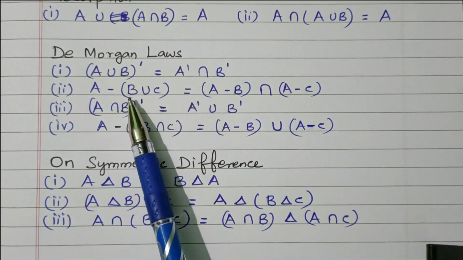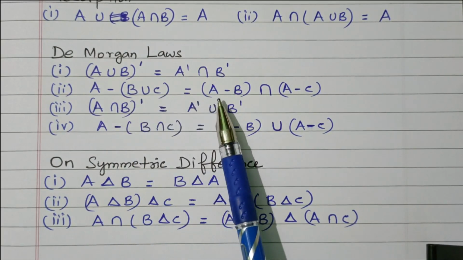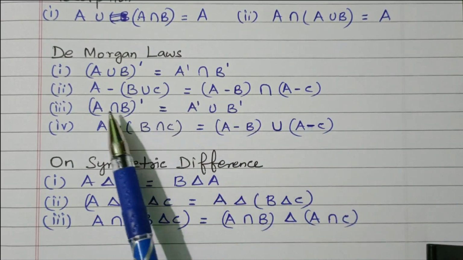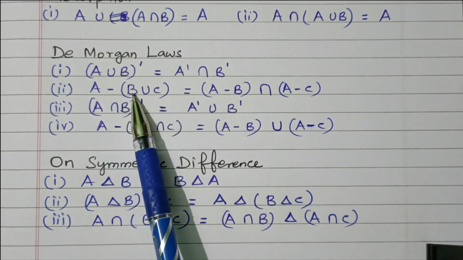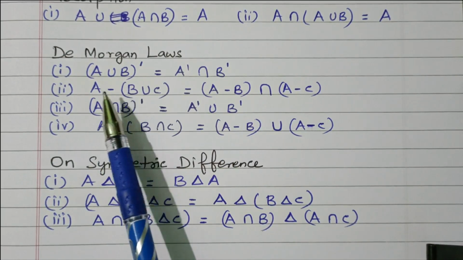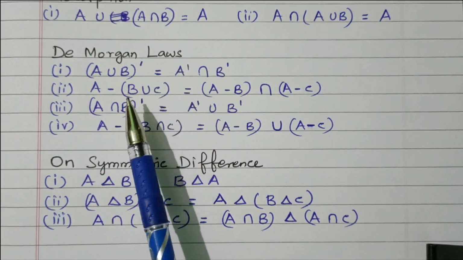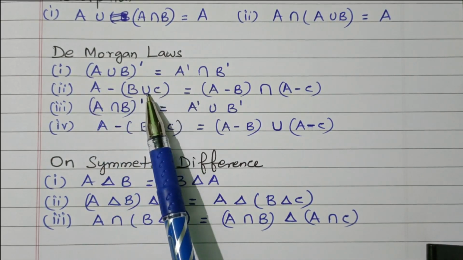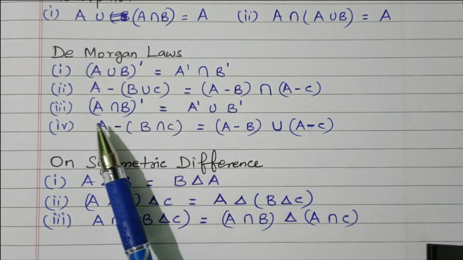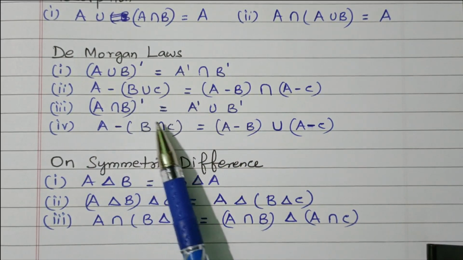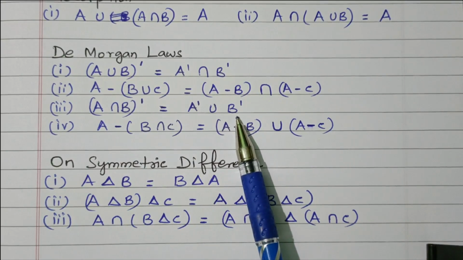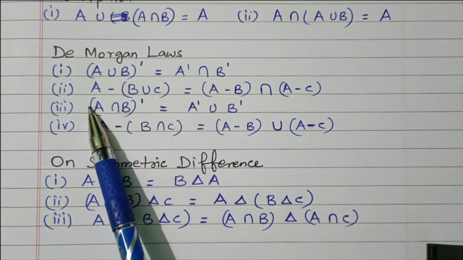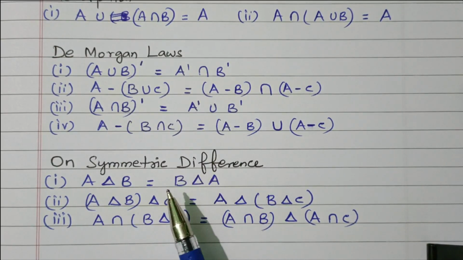A minus B union C is equal to A minus B intersect A minus C. Right? You can write that A minus B intersect A minus C. Not like a normal subtraction: A minus B, then A minus C. Here union means here intersect. A intersect B dash equal to A dash union B dash. Here intersect means here union. The dash is available entirely, here dash is available individually.